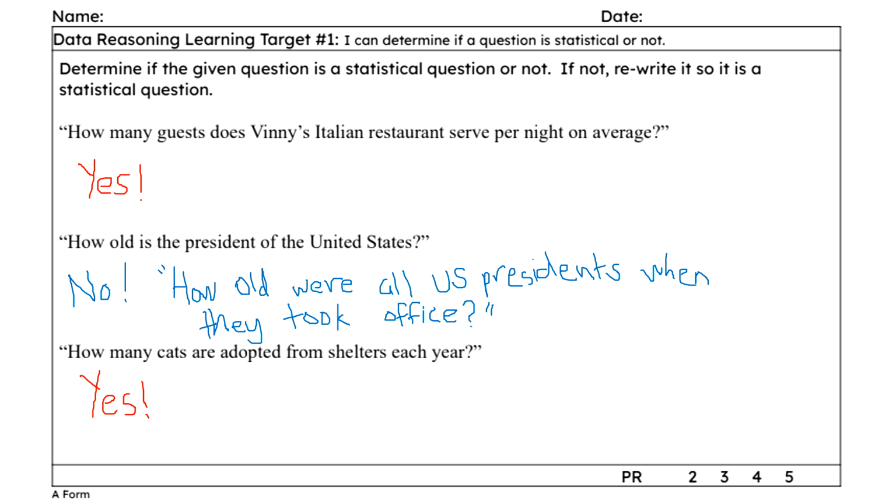So if you're determining if a question is a statistical question, there has to be variability of answers involved. If there's just one answer, then it is not statistical. You want to create it so that it's maybe over time or comparing different times or different regions. And often if you're asking for an average, then that's going to be a statistical question.